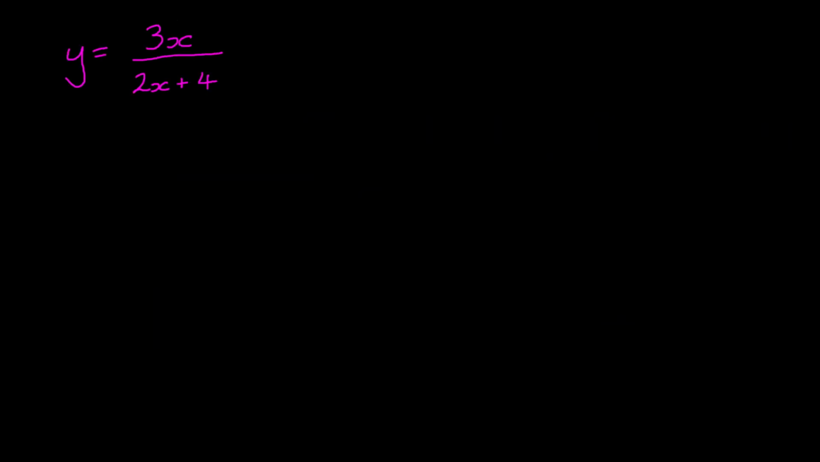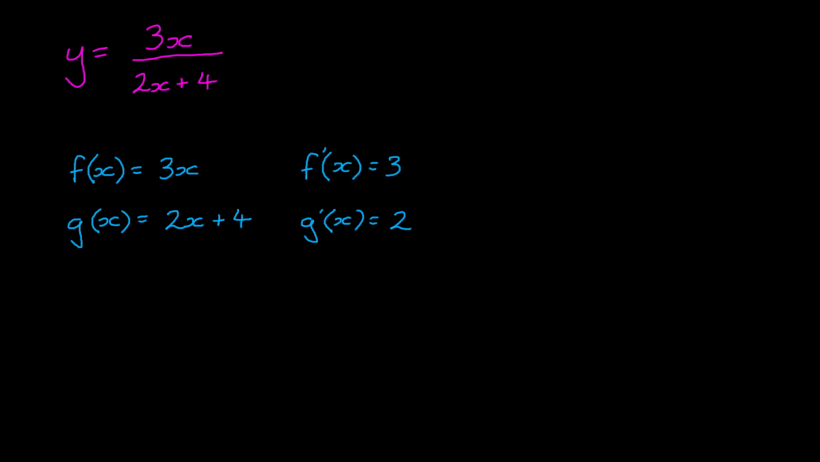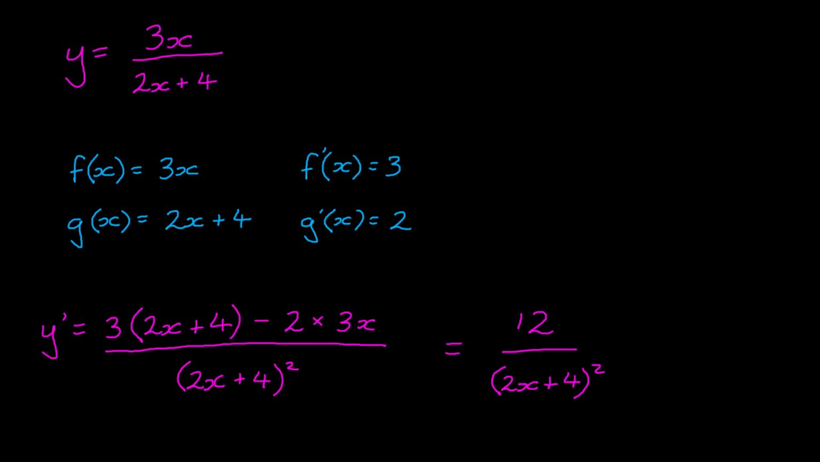To see the quotient rule in action, let's imagine we've got the function y equals 3x divided by 2x plus 4. In this case, f of x is 3x, g of x is 2x plus 4, and their derivatives are obviously 3 and 2. Substituting these into our formula and simplifying, we find that the derivative y dash is just 12 over 2x plus 4 all squared.